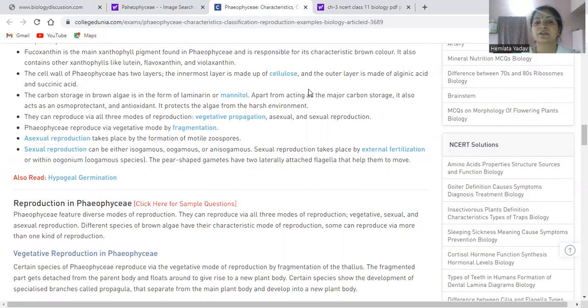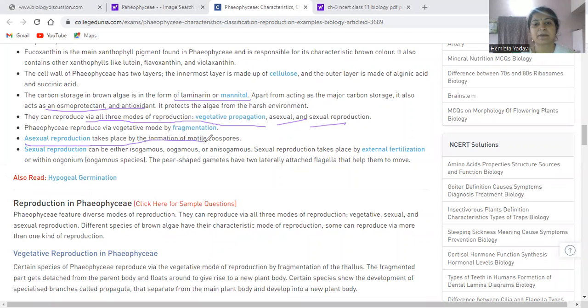Carbon storage in brown algae is in the form of laminarin or mannitol. So the food reserve in them is laminarin and mannitol. Apart from acting as major carbon storage, it also acts as an osmoprotectant and antioxidant. They can reproduce via three modes: vegetative propagation, asexual, and sexual. So all three modes are present in them for reproduction.